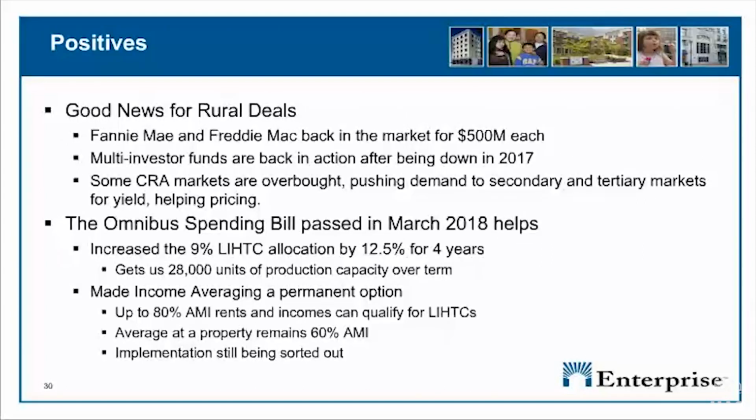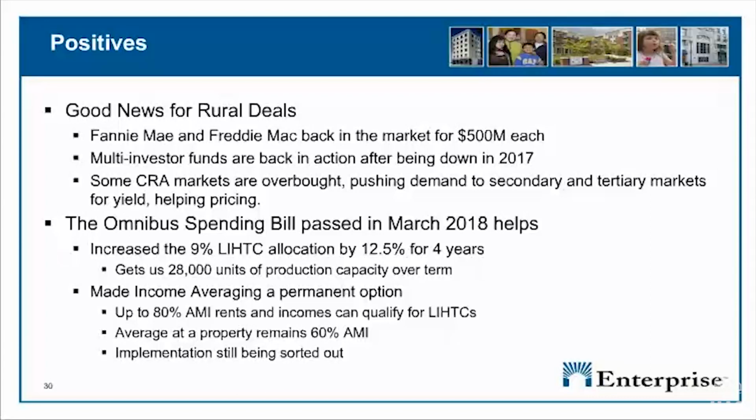But positives. There are some positives despite prevailing winds against us. First off, for rural deals, Fannie Mae and Freddie Mac coming in, they're planning to invest about $500 million a year, and that will substantially go to rural deals. There will be some in CRA markets or in some that are free to go everywhere, but a large chunk, something like 40+%, will be in rural markets.